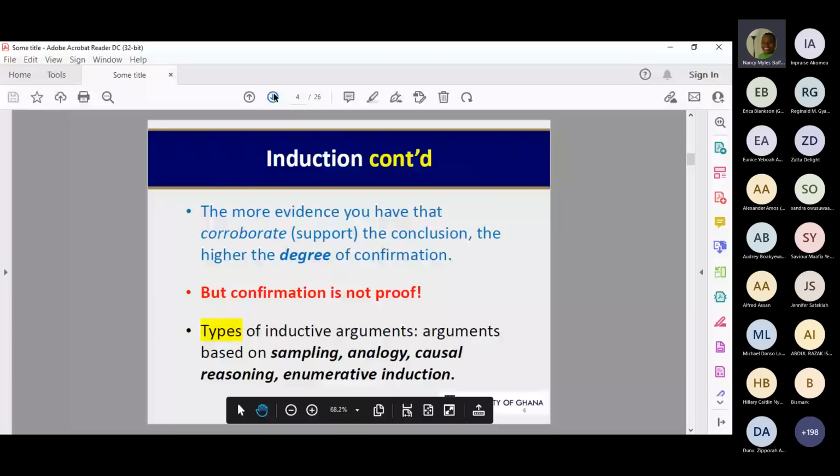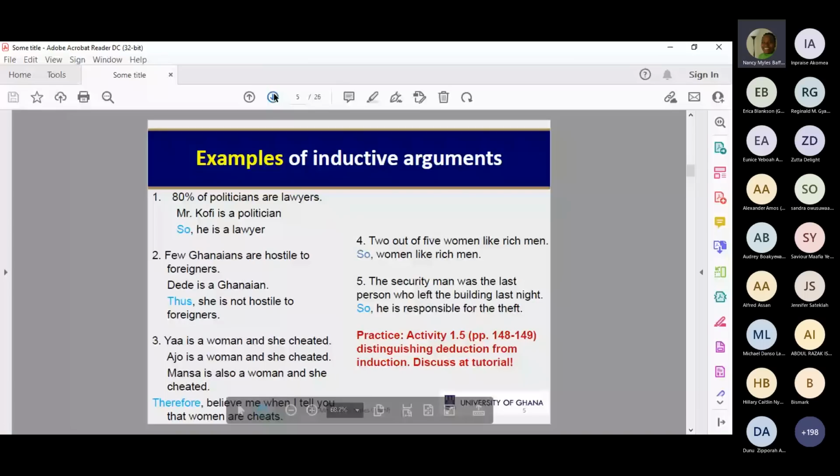Here are quite a number of examples. We have seen inductive arguments. There are examples of them to help you make sense of it, even in a better way than we have done so far. So in all these instances, if you accepted the premises as true, 80% of politicians are lawyers. Mr. Kofi is a politician, so the person wants to say he's a lawyer. Well, I could accept the two to be true, that 80% of politicians are lawyers and Mr. Kofi is a politician. It doesn't necessarily mean I must also accept that he's a lawyer. Mr. Kofi could have been part of the 20%. And that goes for all the other examples you see on your screen.